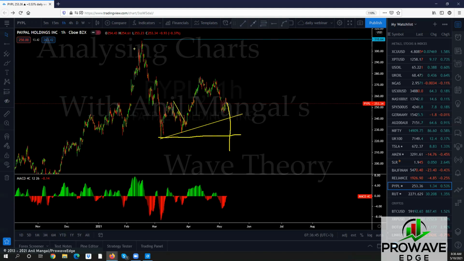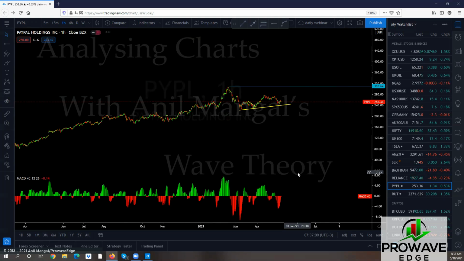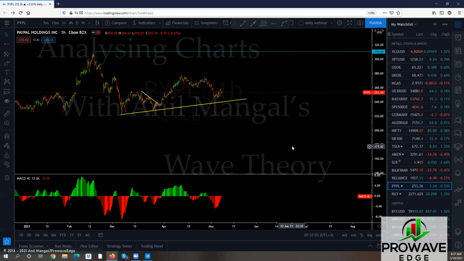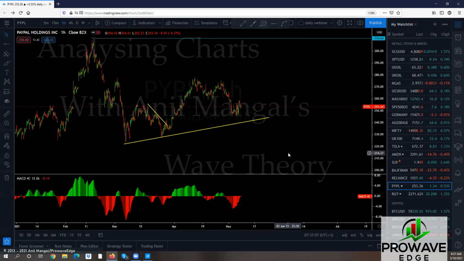But once you break this with upside, the problem is this is too small. So if that is too small, we need more corrections. Time-wise, that's a very small correction. So they're probably going to stay here for a much, much bigger structure. And what are the possibilities they go up for one more impulse to the upside here and then come down?